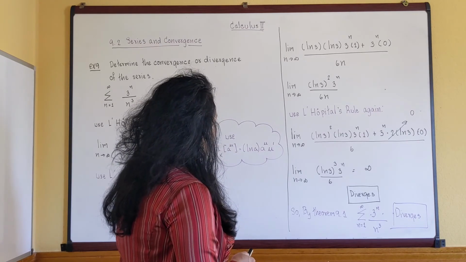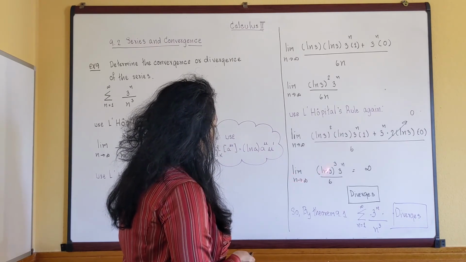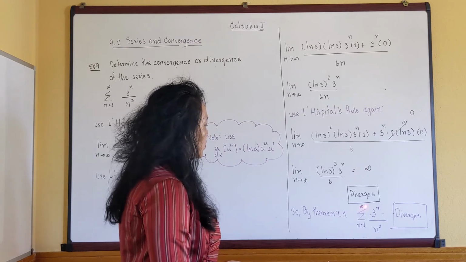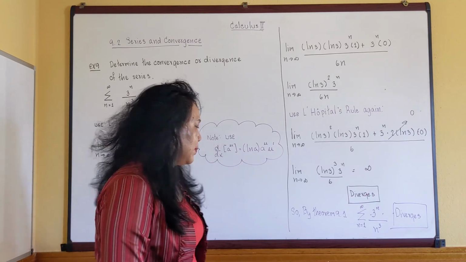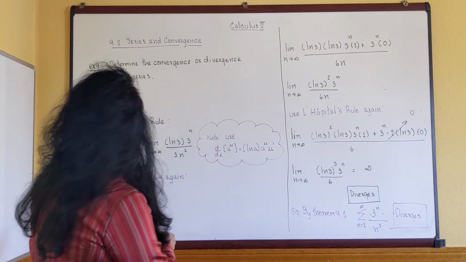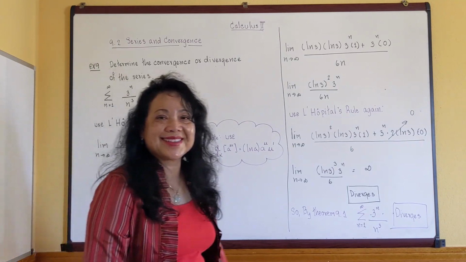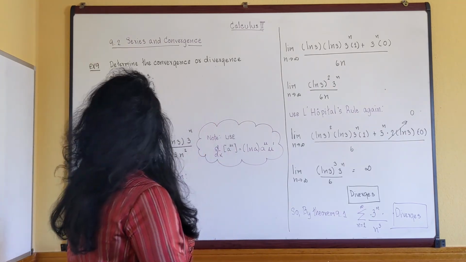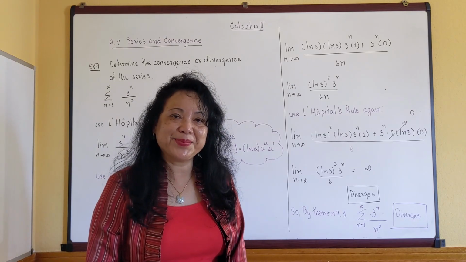Now as n goes to infinity, this whole thing goes to infinity, which means it diverges. And by theorem 9.1, we can conclude this diverges. So I finished 9.2. See you again next time. Bye.